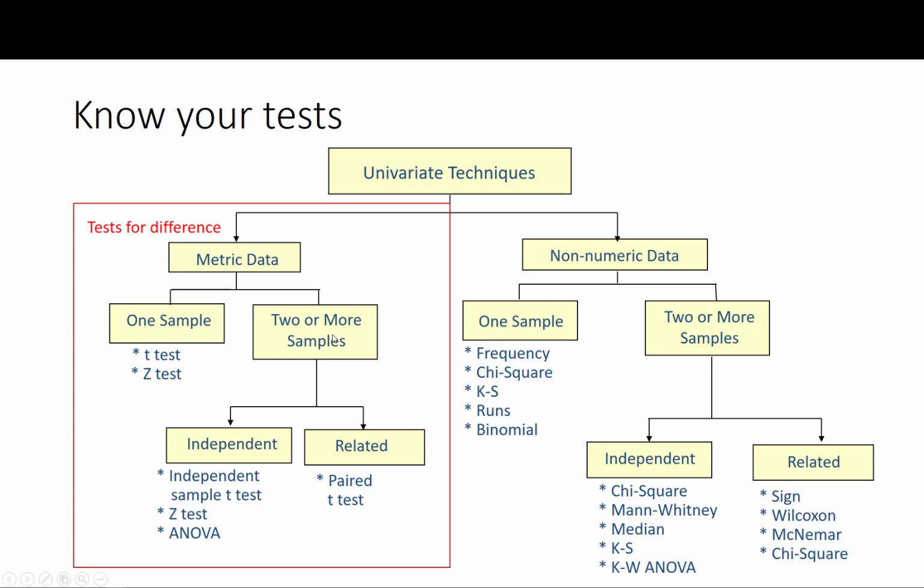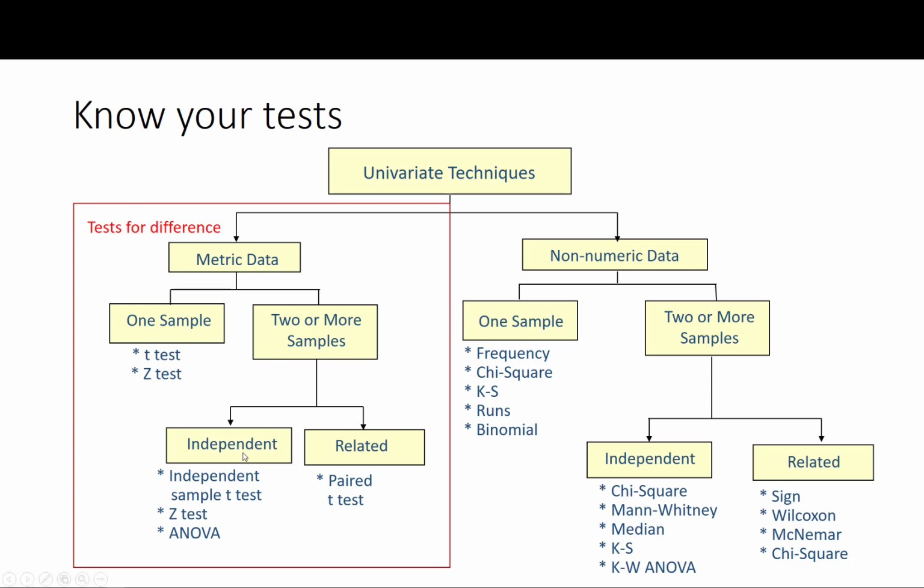If you have two or more samples, for example, if you want to compare differences between males versus females, or high, medium, and low users, we go to this side of the data, and if the samples are related, we can do a paired t-test. What we mean by related is, for example, if you are running an experiment and you have measured people's responses before the manipulation and measured their responses after the manipulation, it means those before and after samples are related.